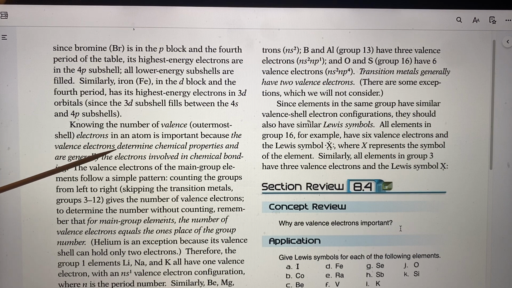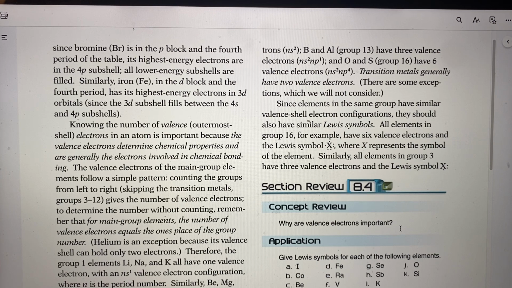So the valence electrons are in that last shell area, that last energy level that says, can we combine with our electrons? Can we give away electrons, or can we take electrons? So valence is pretty important. What the valence of a certain element is. The valence electrons of the main group elements follow a simple pattern containing the groups from left to right, skipping the transition metals. So this gives the number of valence electrons to determine the number without counting.